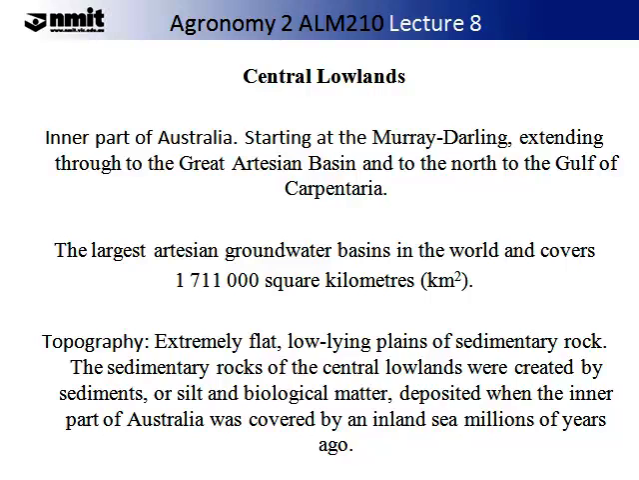The Great Artesian Basin is one of the largest artesian groundwater basins in the world, and it covers an astonishing area. The central lowlands also receive the least amount of rain in a year out of all the regions, on average less than 125 millimeters per year. They contain large deserts and salt plains, which as a rule of thumb are not suited to most farming practices.